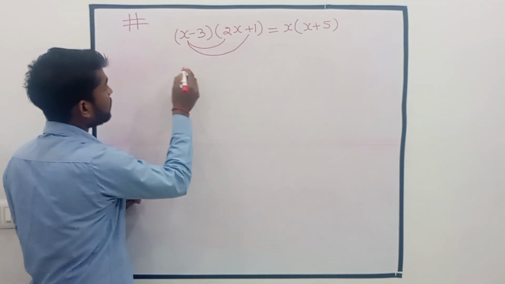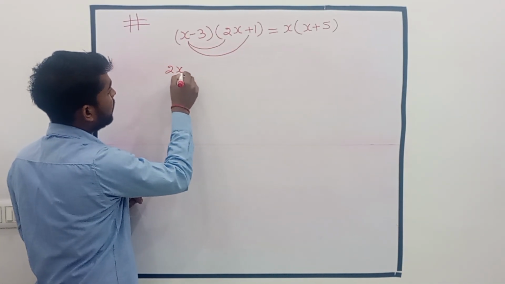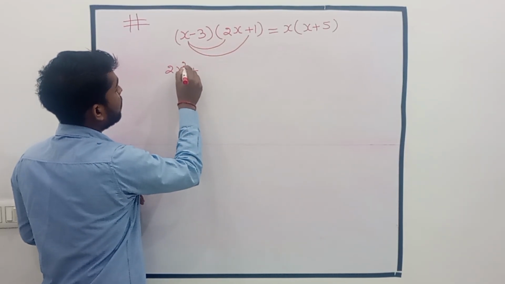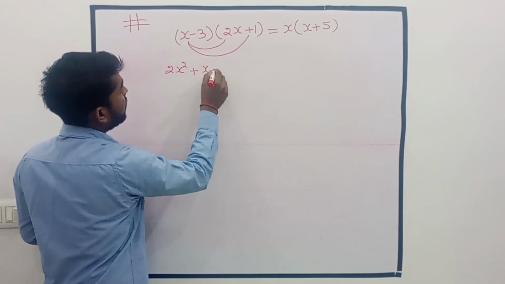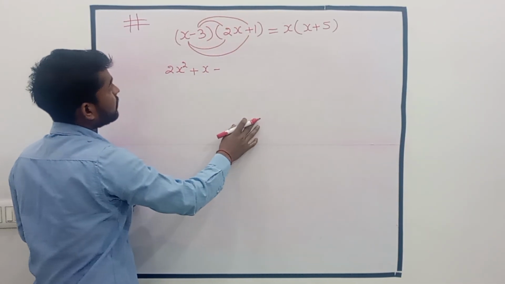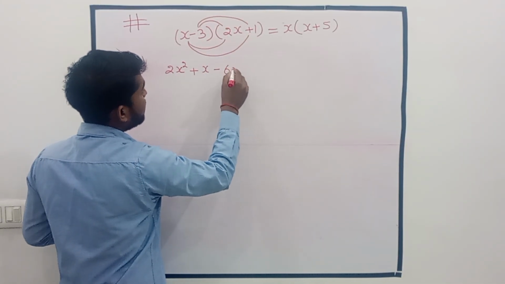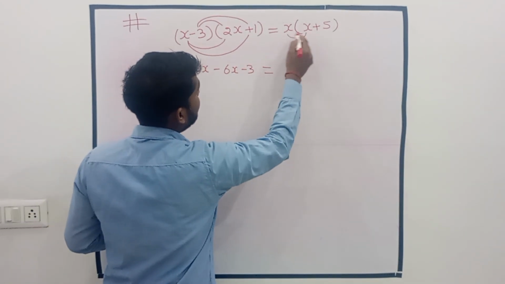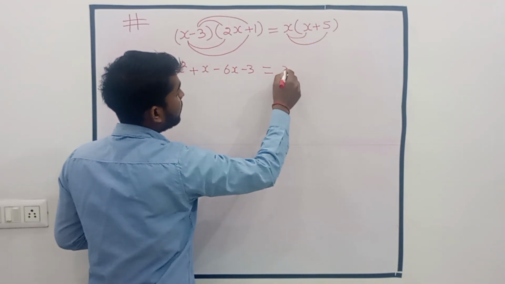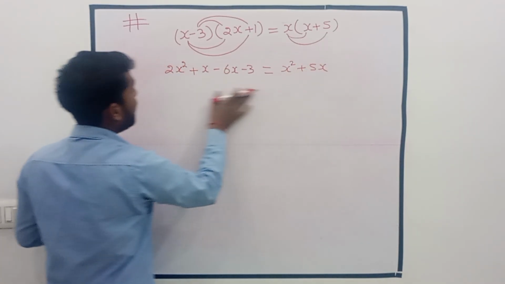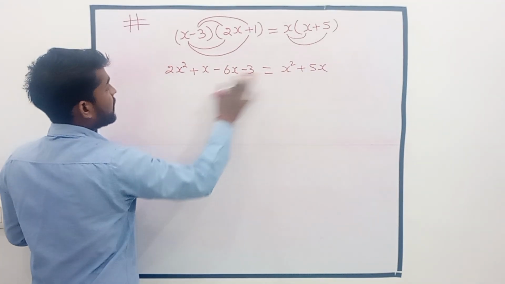Form, and this is 2x square, this multiplication this, and this multiplication this is x minus this multiply this, 6x minus 3, and this is again this multiply this, and both of them, and x square plus 5x, and we will simplify this, separate.